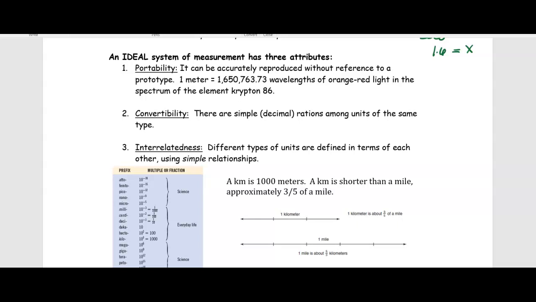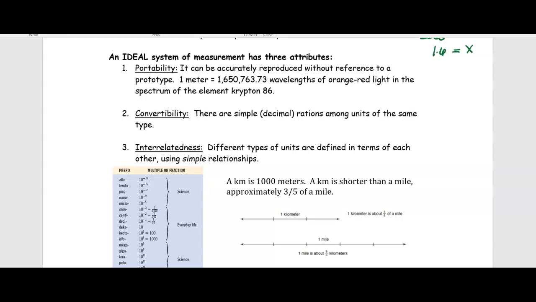So the metric system is so much more ideal than the English system for a couple of reasons. One, it's portable. So if you think about the measurement of a foot, for example, the foot came from an actual king's foot, a king that is no longer even alive. So yes, we have a lot of rulers and feet that have been measured in our world today. So it's not like we're going to lose it or anything, but it's definitely an arbitrary measurement.